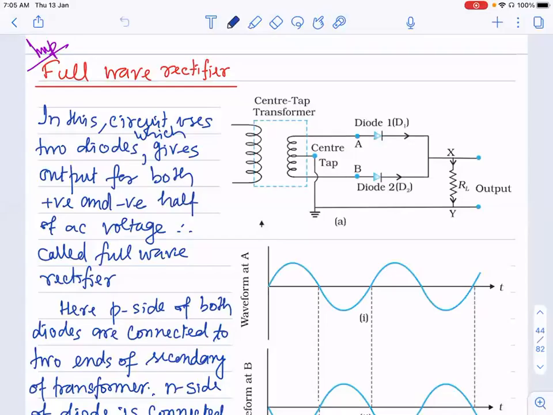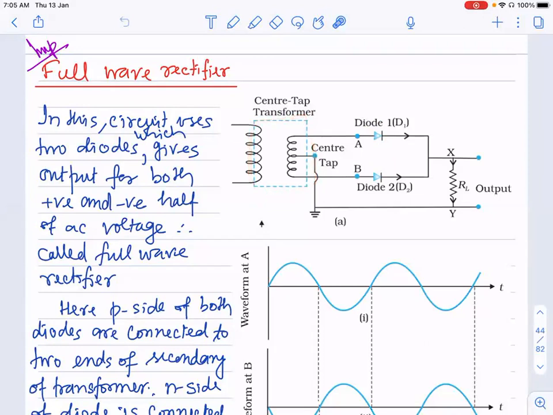All right. So full wave rectifier we are going to see, and as we know, rectifier का purpose क्या है? To convert AC into DC. Now, full wave rectifier में क्या होगा? We have the two diodes, one here, one here. One is connected to point A, another is connected to point B, and transformer also.